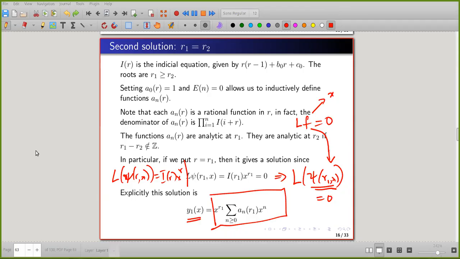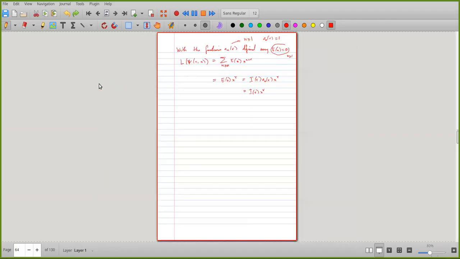Okay, there's a question. Yes, the A_n(r)'s are analytic because they are ratios of polynomials and the denominator is non-zero. I explained that before I saw the question just now. Okay, so let's go to the next slide.